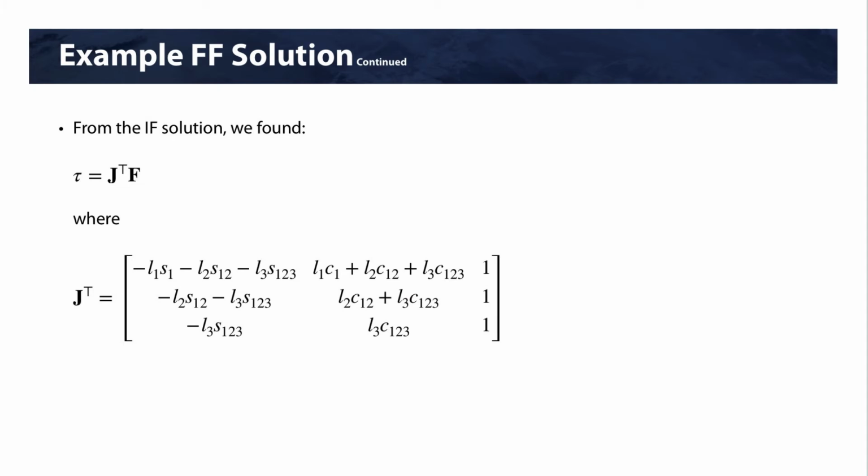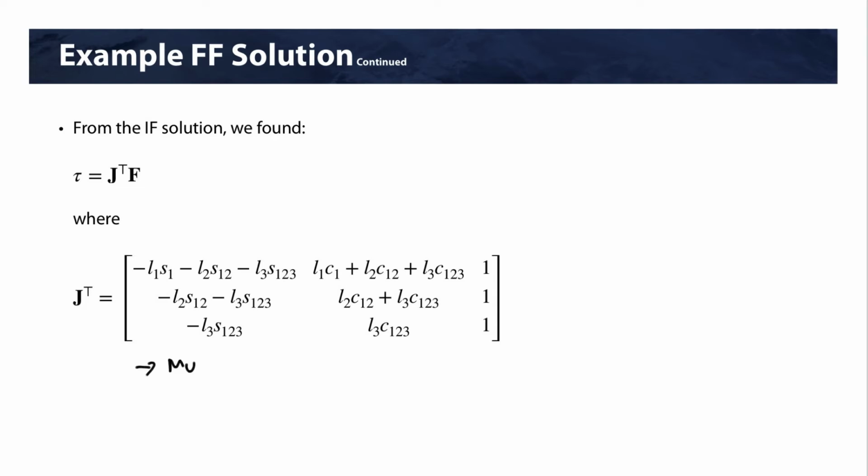Okay, so we already solved the inverse force solution, and from that we found that our torques is equal to our Jacobian transpose times our wrench being applied by the manipulator, where our Jacobian transpose is just the same Jacobian from our velocity problems, except just in the transpose form. So this is J transpose for our 3R planar manipulator. So if we want to find the forward force solution, we need to multiply both sides by J transpose inverse.